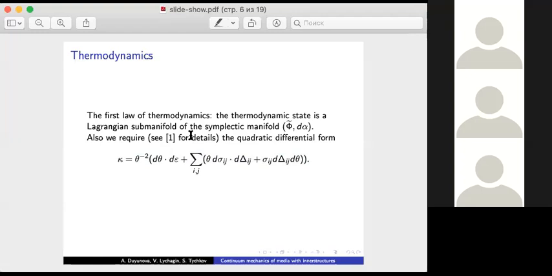positive definite. And the domains where kappa is negative definite, well, these domains correspond to different phases of the medium. By phases, I mean gas, liquid, gas or liquid. And all other domains are domains where the thermodynamic state, well, is unstable.